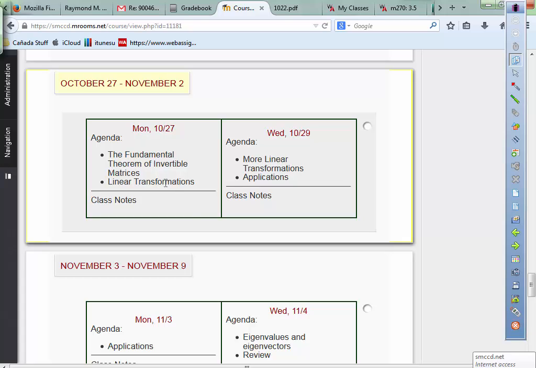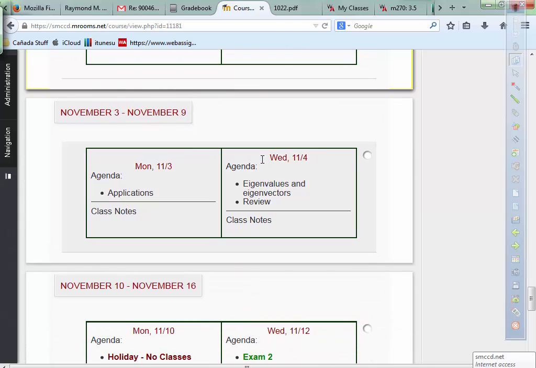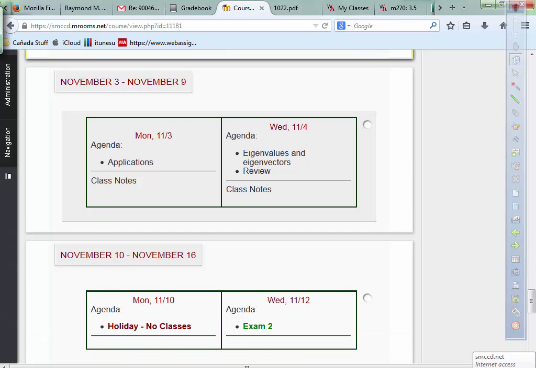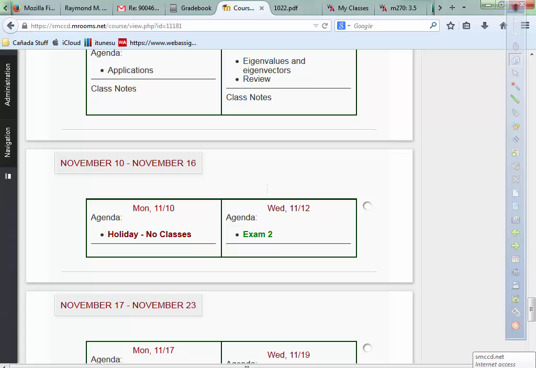This is what we're talking about today. We're going to talk about linear transformations the last 5 minutes, and we'll do more linear transformations and applications on Wednesday. On Monday, we'll finish off the chapter with the applications, and then we'll start talking about eigenvalues and eigenvectors, which is in chapter 4. And then we'll also do a review next week on Wednesday. And then we have a holiday. Yay. And then we have a test.